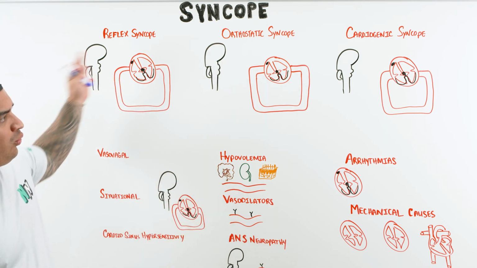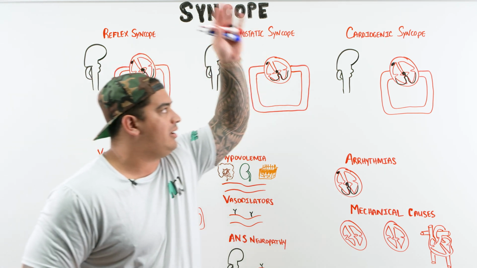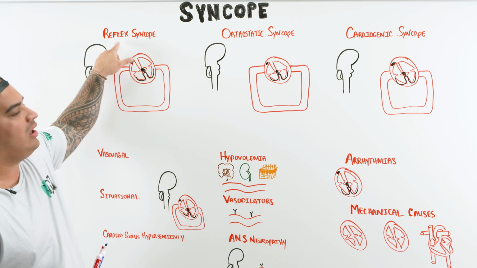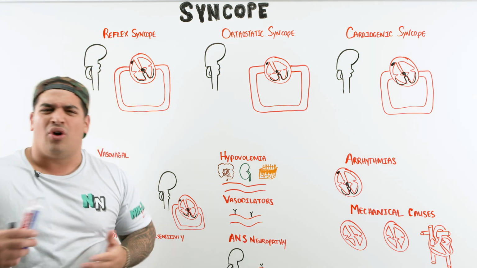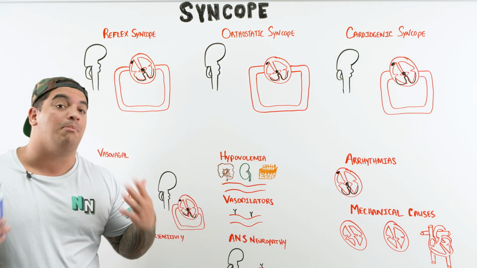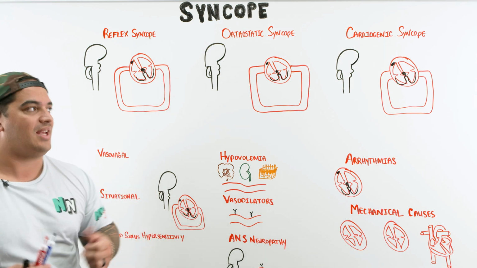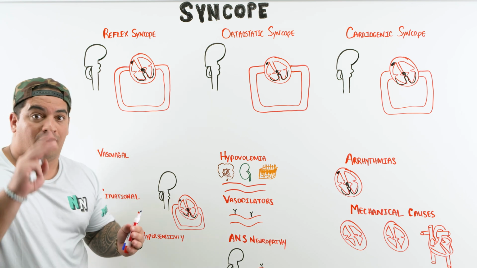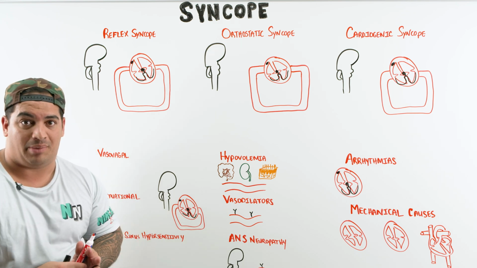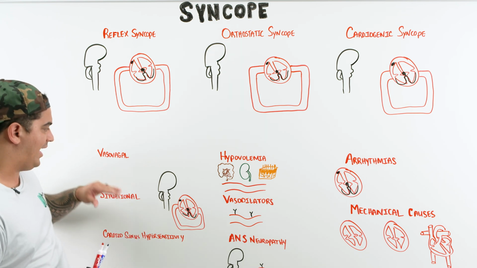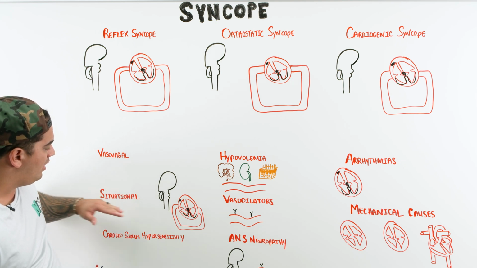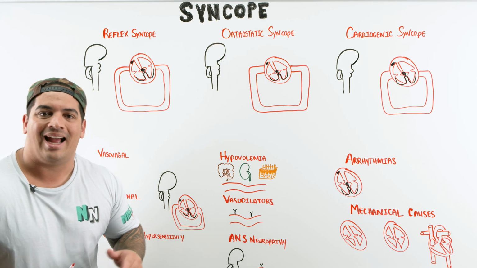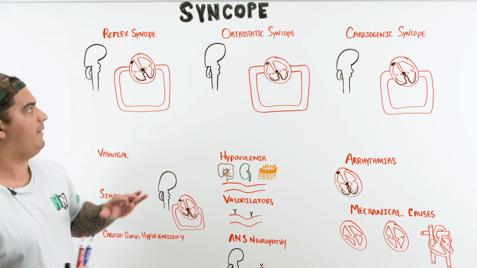There are 3 types: reflex syncope, orthostatic syncope, and cardiogenic syncope. Sometimes you may hear this one listed as neurocardiogenic syncope, and it actually makes sense here, and I'll explain why in just a second. But reflex syncope is actually an umbrella term for 3 different types of syncope that fit in the causes section. It's vasovagal, a situational type of syncope, and what's called carotid sinus hypersensitivity. I'll explain all of this in a second.